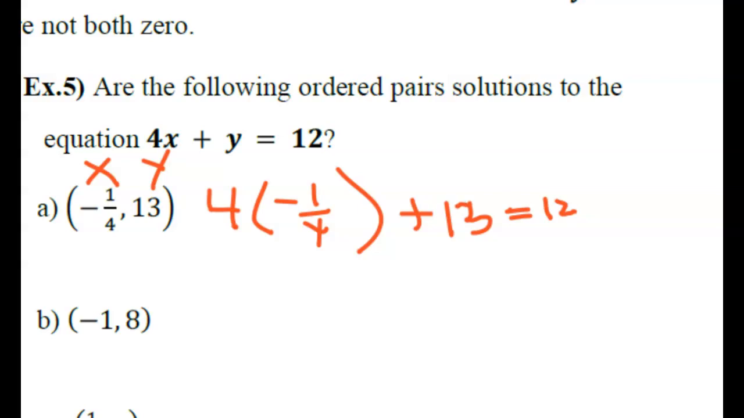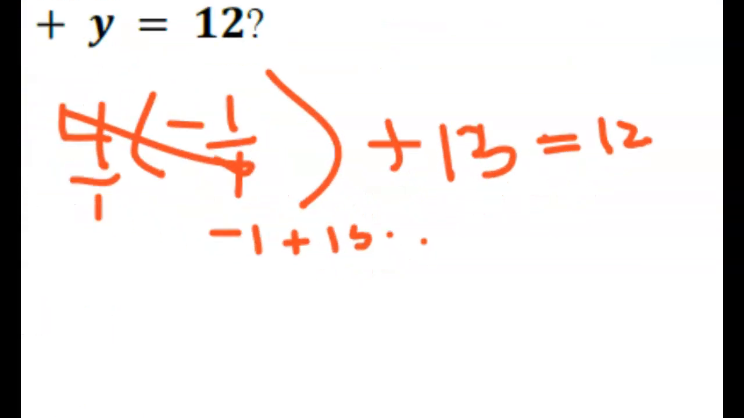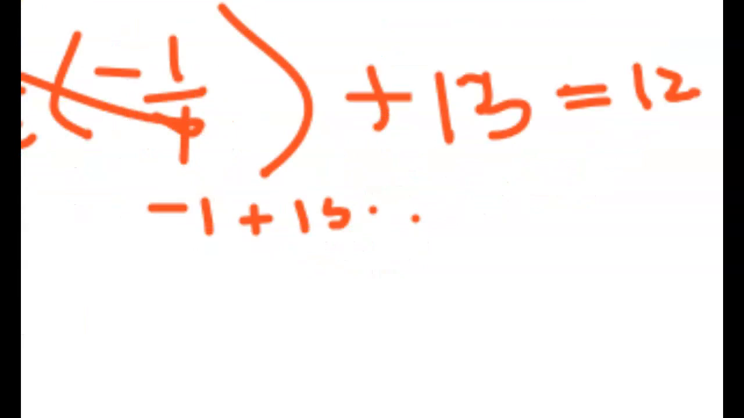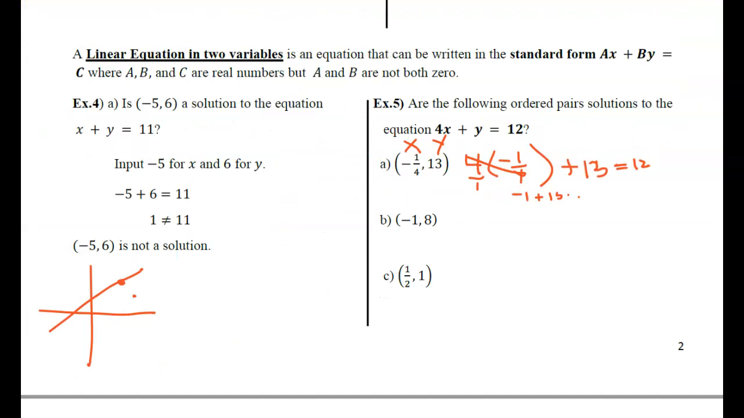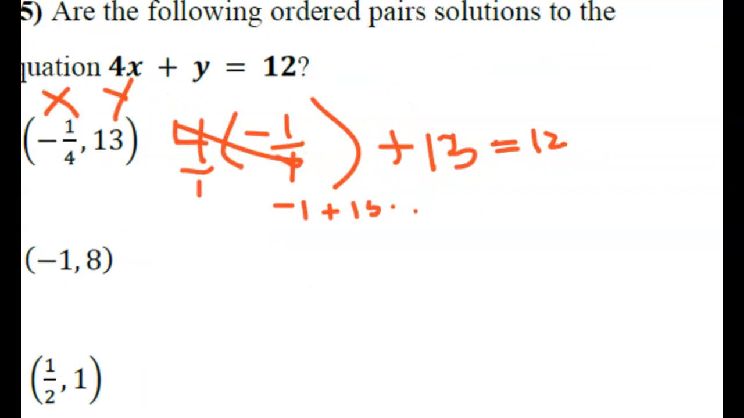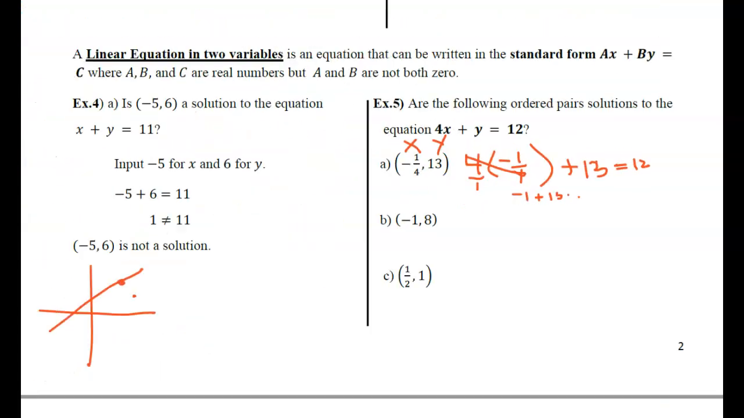Okay, so I love this because the 4s will cancel each other out. It's like we have 4 over 1, so we're just going to cross cancel. We end up with -1 plus 13 equals 12, which we can see is true. -1 plus 13 is 12. It does equal 12, and so that checks out.